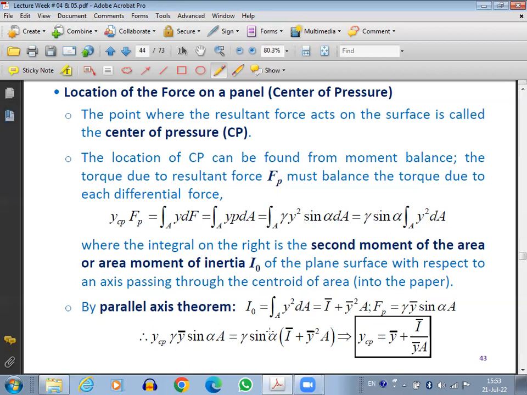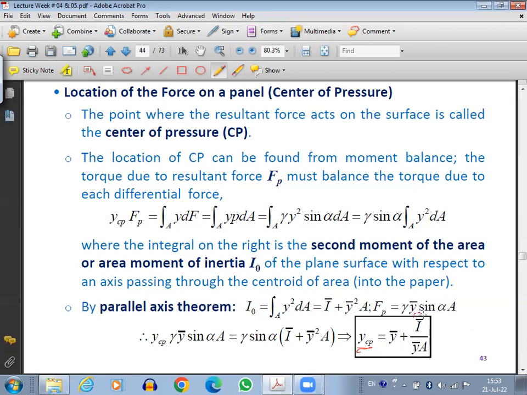Okay, so the final formula is that YCP. Y is the slanted length, not the vertical. Vertical we call Z. Slanted is Y. So YCP, Y center of pressure, is equal to Y bar, where Y bar is again the slanted height to the centroid, plus I bar divided by Y bar A.